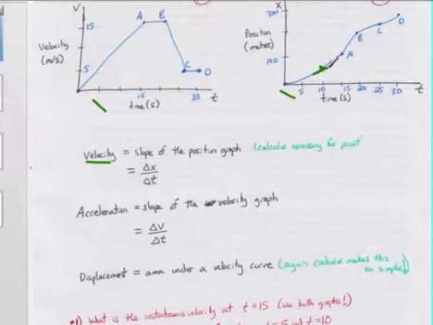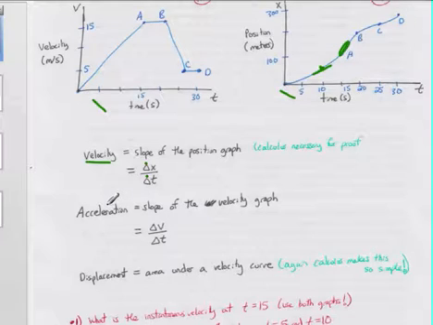However, the velocity is less positive here than it is, for instance, at point A. So at point A, it's moving faster than it is at this 10-second time. So velocity is just the slope of the position graph. If you want to write that in symbols, you can write it as change in x over change in t, which is change in position divided by change in time. That's just the slope of this graph.